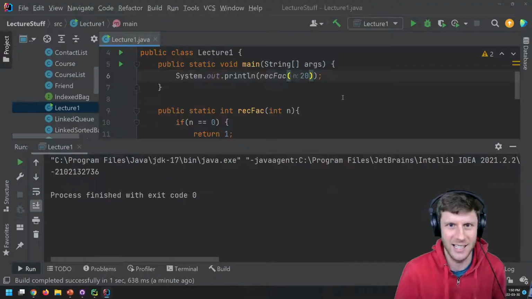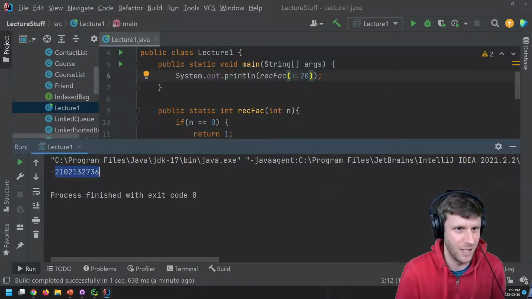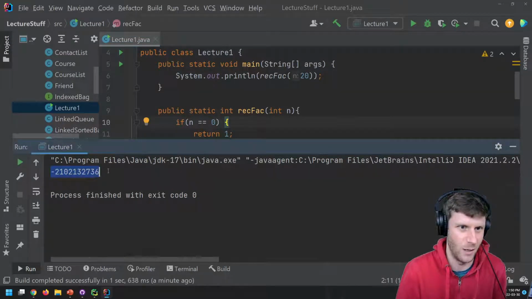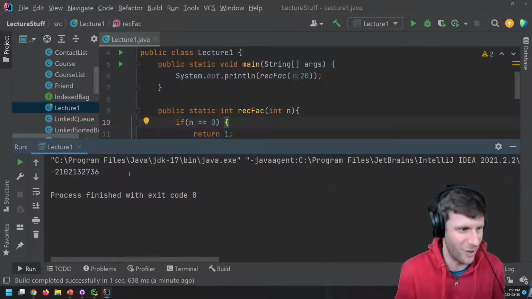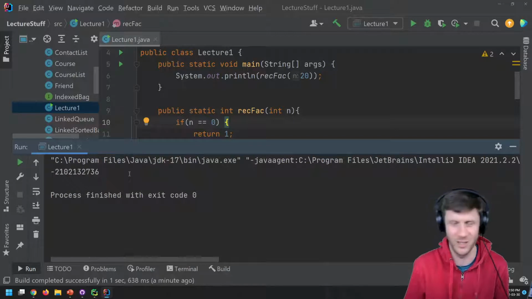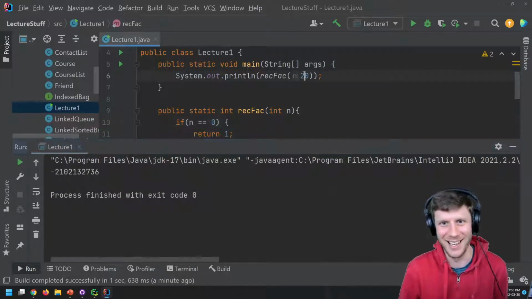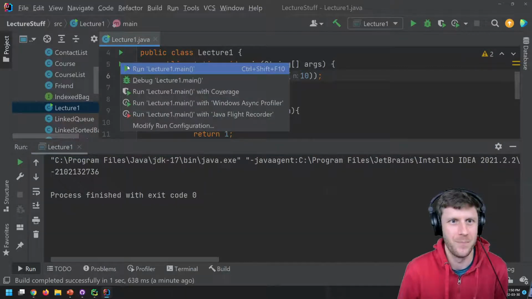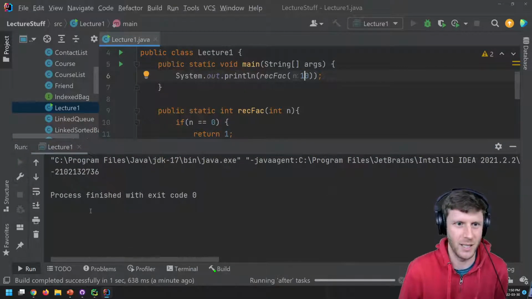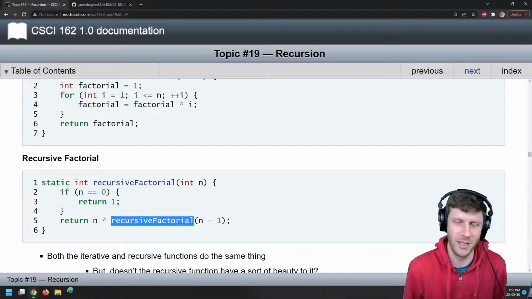In fact, it's kind of interesting that 20 gives me a negative number, and that's just a consequence of how integers work and how they're represented in binary with something called two's complement, which you'll learn all about next year. So that's kind of interesting. That's funny. Okay, so 10 factorial is going to be a big number. All right, that's a pretty big number.